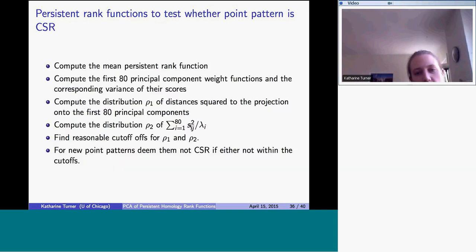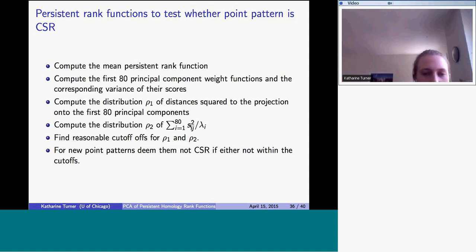The approach I'm currently pursuing is to compute the mean and the first 80 principal component weight functions, which is a lot, but I don't actually need to know what these look like. I'm going to use this as a way to project things down onto a reasonable size space.